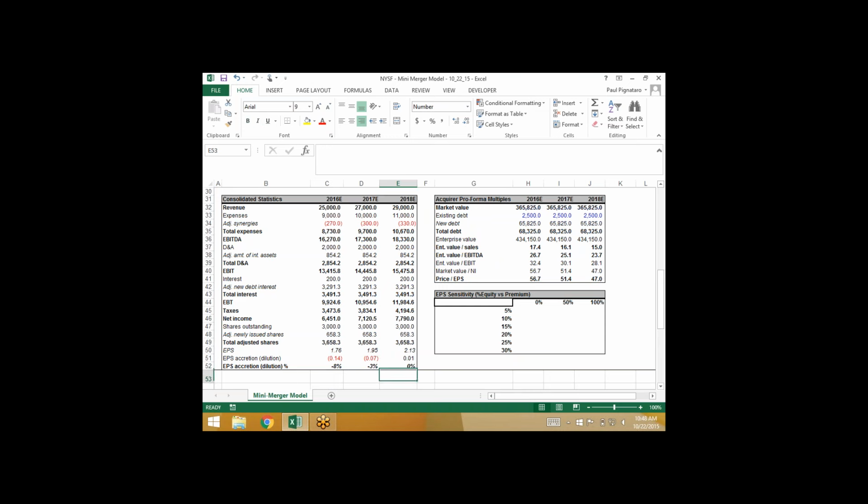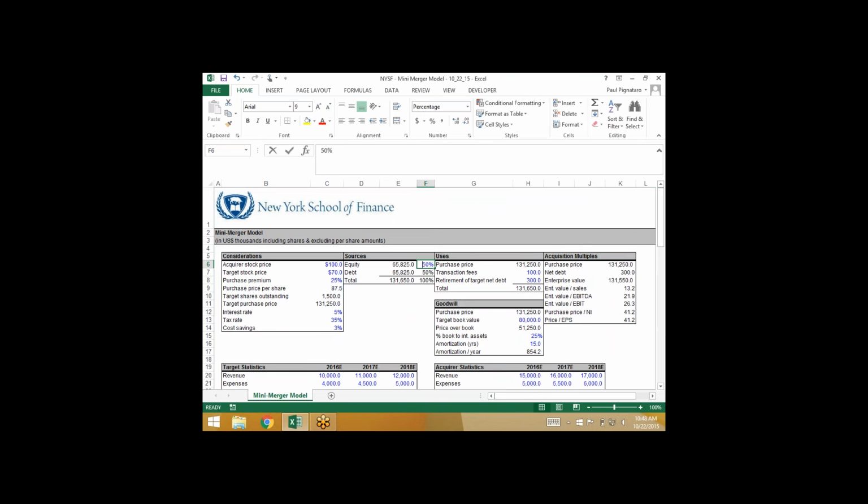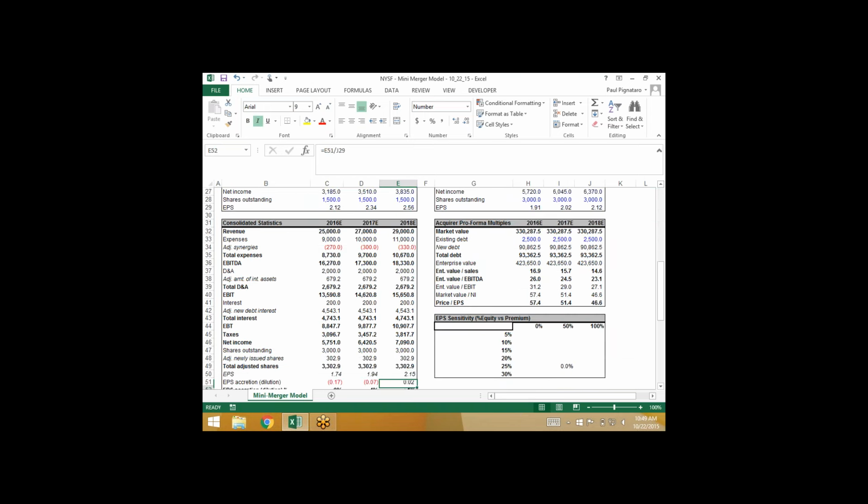So the way to read this table is at 50% equity, so the variables across the table I want to represent percentage of equity, and 25% premium, the EPS is 0%, right? If we were to run a case that said, let's say, for example, 25% equity, so we're going to hard code in 25% in F6, and 15% premium, okay, so more debt, right? If we were to adjust those variables, what would the output be? The output would be 1%.